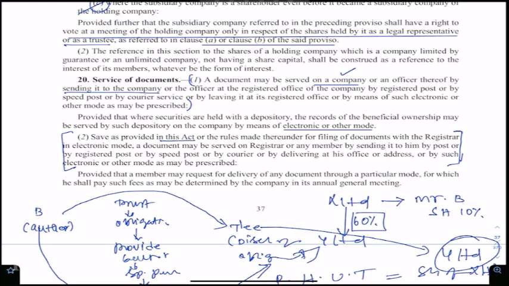Whenever documents have to be served on a company or the officers of a company, send only to the company. Game over. Don't send to his personal address, because you are not sending to him in a personal capacity. You are sending to him in which capacity? Director of a company capacity. Therefore send to the company. Clear, everyone? This is number one. Modes of sending we will discuss later.